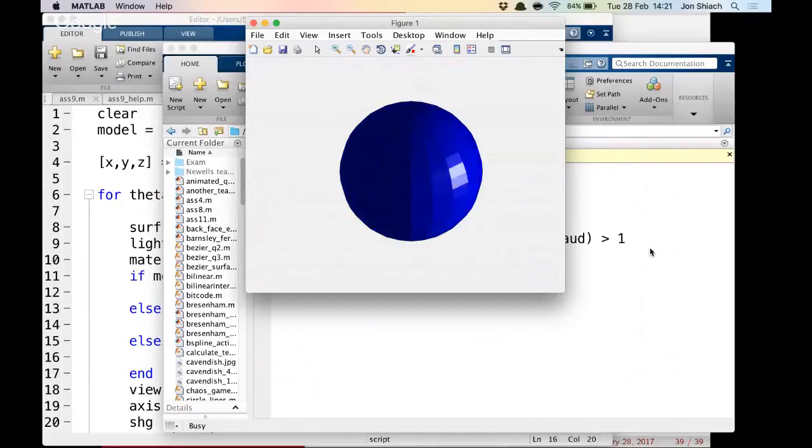So what I've done here is I've created a 3D sphere, and this is rendered using flat shading. All I've done is I've taken the light source and taken it around. So you can clearly see where each polygon ends. So that was using flat shading.